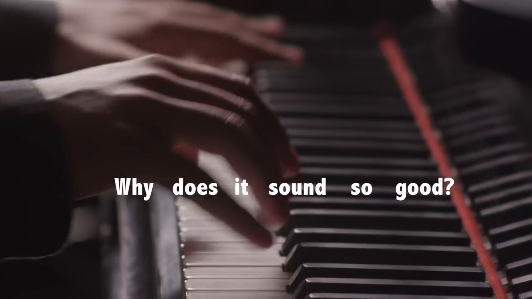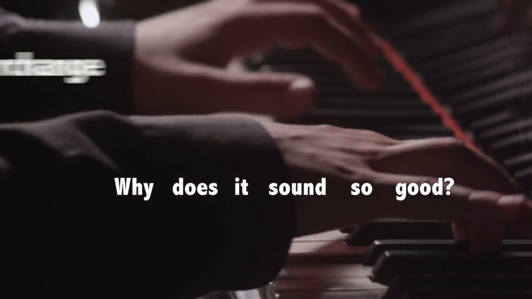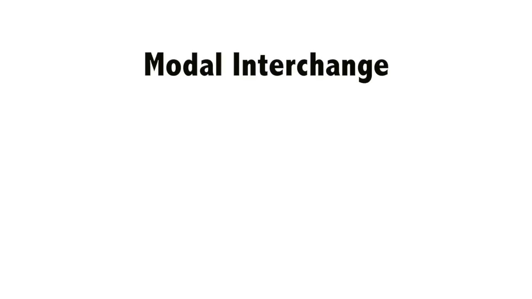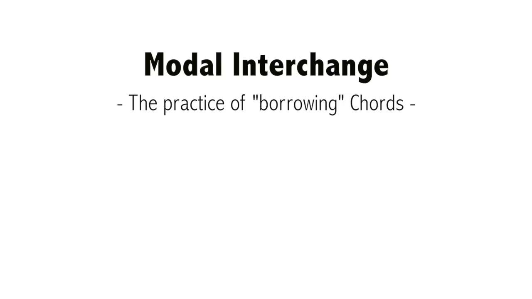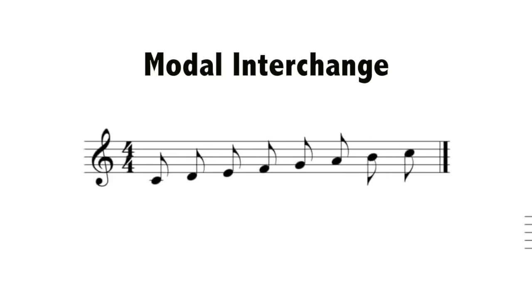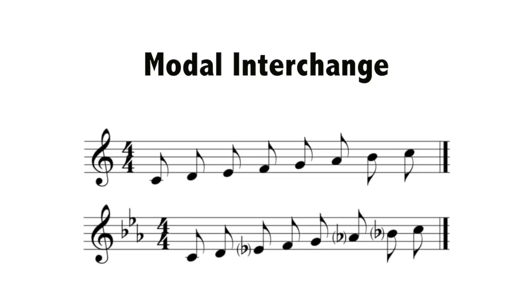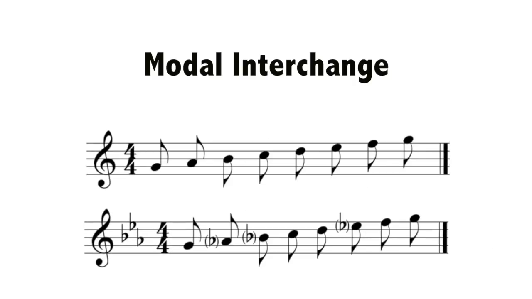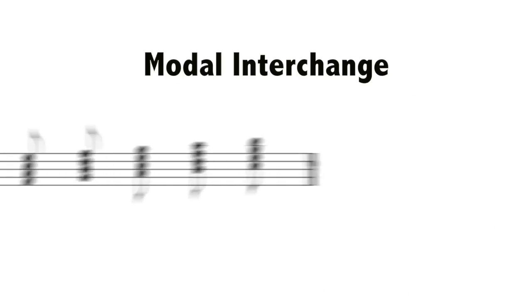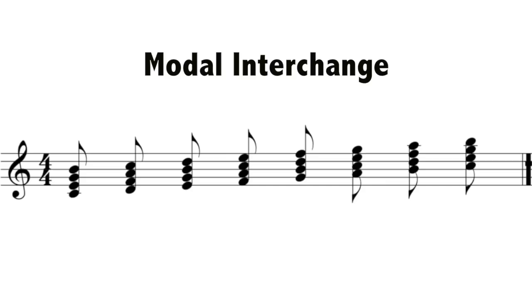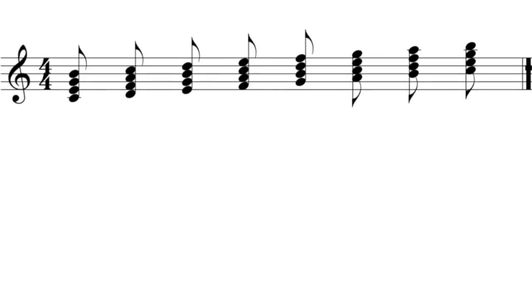So why does it sound so good? Explanation 1. Modal interchange. In music theory, modal interchange is the practice of borrowing chords from parallel scales. Parallel scales are, for instance, C major with C minor and vice versa, or G Mixolydian with G Phrygian, basically 2 different scales which have the same tonal center, or in other words, the same notes that give the feeling of going home. For the sake of simplicity, let's go back to the key of C major and see what we can borrow from C minor.